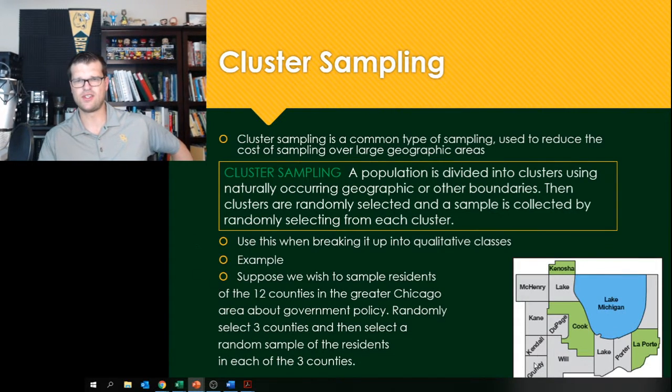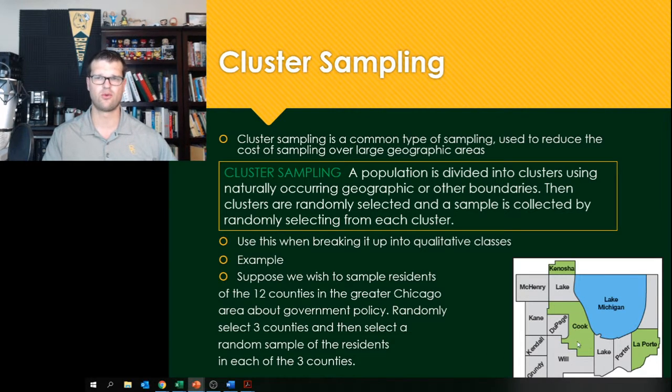So for instance, if we have 1, 2, 3, 4, 5, 6, 7, 8, 9, 10, 11, 12 different counties, the majority of individuals live in Cook County. The reason why is this is where Chicago is. And so if we were to just randomly select people, like 95% of the individuals that live in this area live in Cook County. And so it really wouldn't be beneficial to just randomly select people, because 95% would be in Cook County.